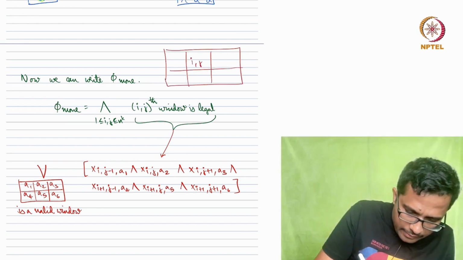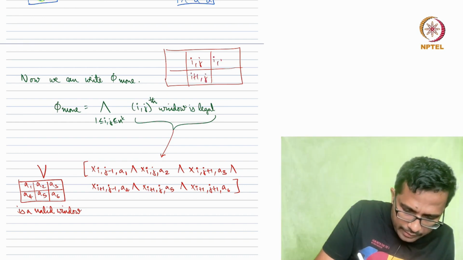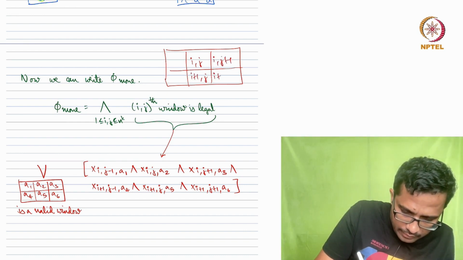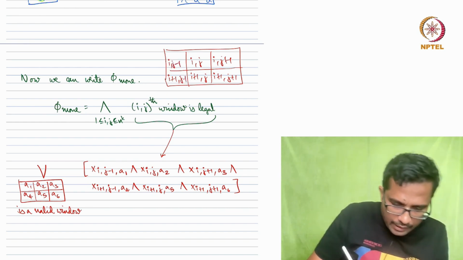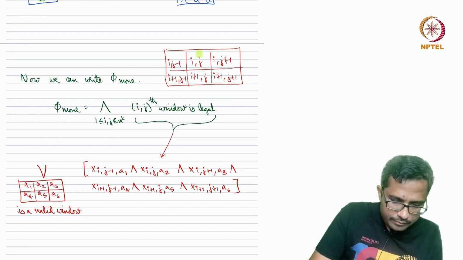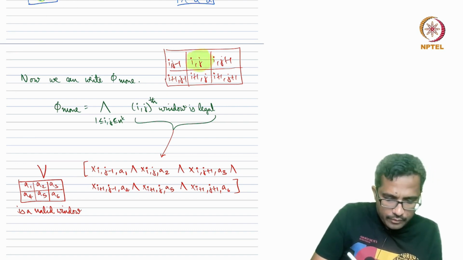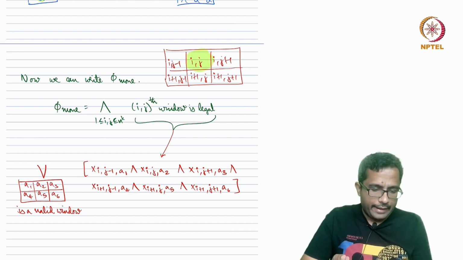So this is ij, this is i+1,j, ij+1, i+1,j+1, i+1,j-1 and ij-1. So when I say the ijth window, I mean the window where ij is in the top middle, right? So we want to check that all the windows are legal.